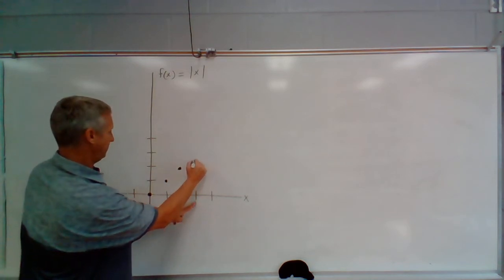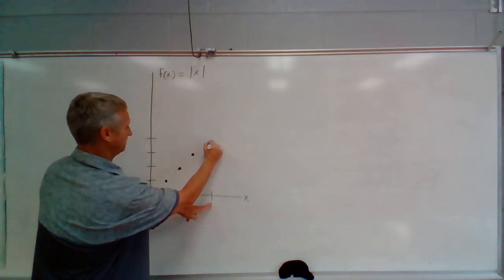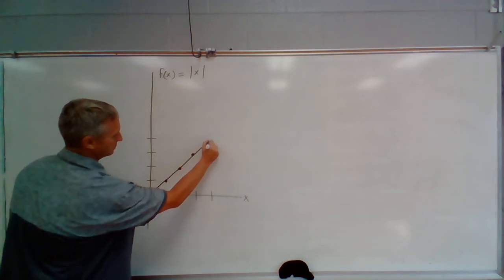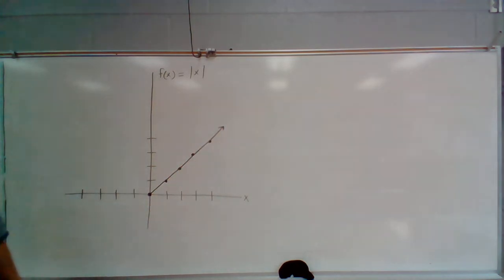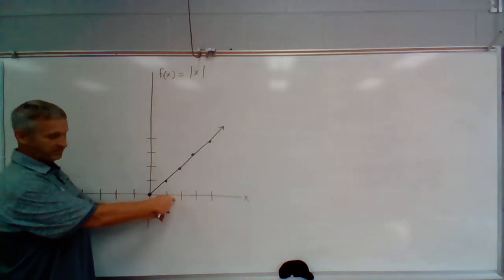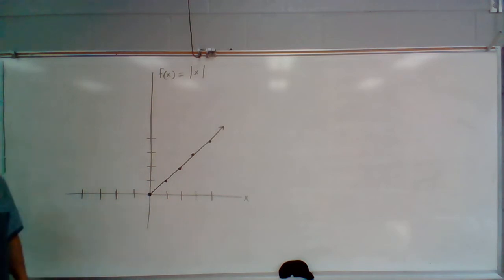Absolute value of 3 is 3. Absolute value of 4 is 4. And you see that you get this straight line with a slope of 1. Any number you plug in for x, if I plug in 2.5, absolute value of 2.5 is 2.5, so I just get this straight line.